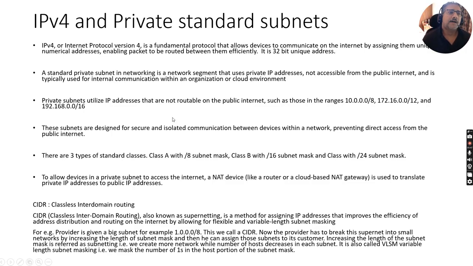Now in IP version 4, you have a private IP address range and a public IP address range. It is defined by RFC 1918. So what is the range of the private IP address? 10.0.0.0/8, 172.16.0.0/12 and 192.168.0.0/16.